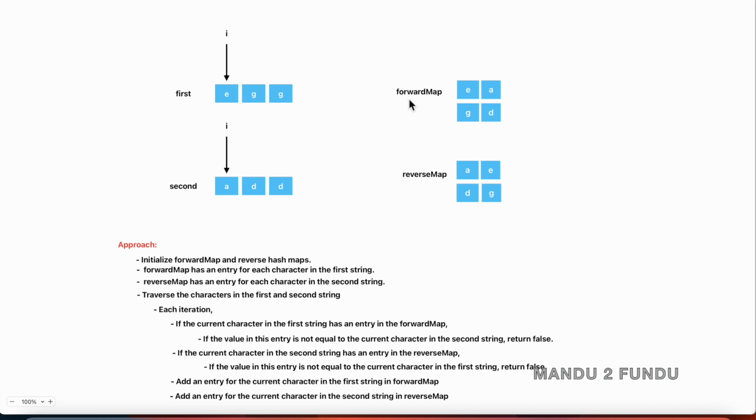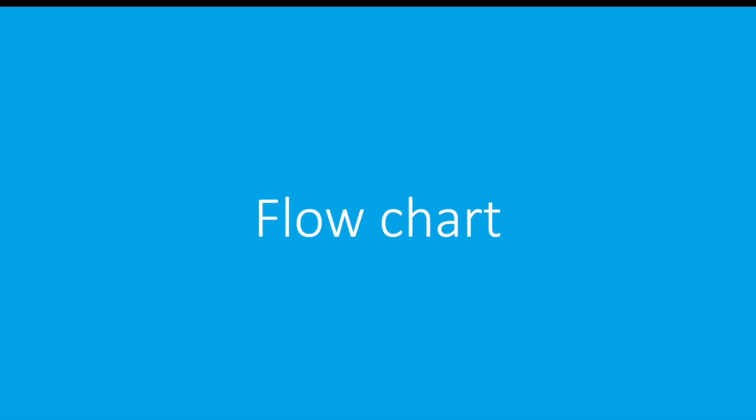But for the case where there is an entry present in the forward map as well as in the reverse map, we have to check whether the value of that entry matches the corresponding character. For example, when we see this character, assuming there is an entry already, we check whether the value A matches the corresponding character in the second string, basically the character present at the 0th index. So it matches with the value, so we are good. If it doesn't match, then we have to return false. Let's look at the flowchart.